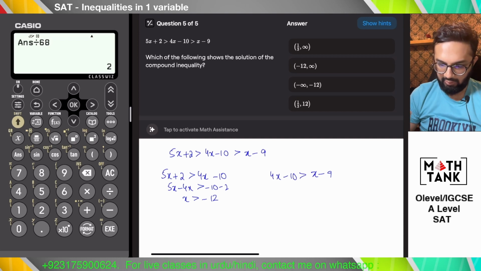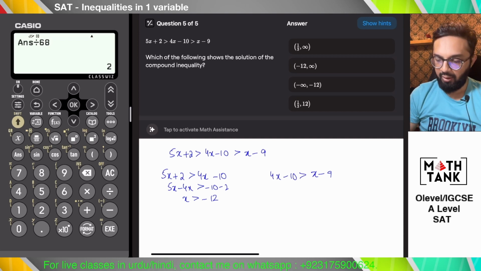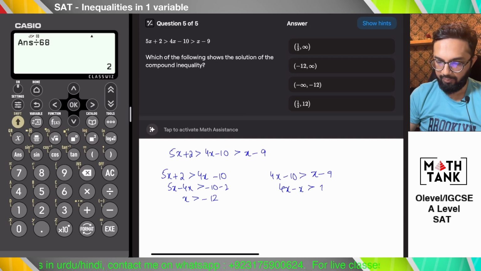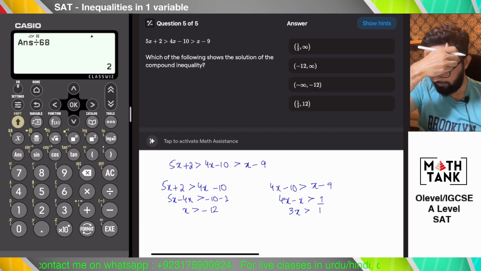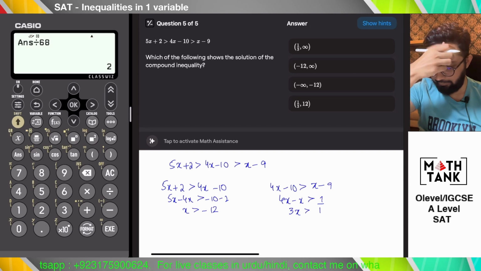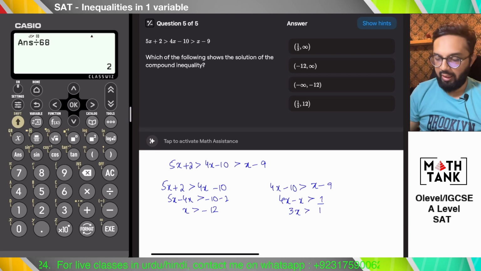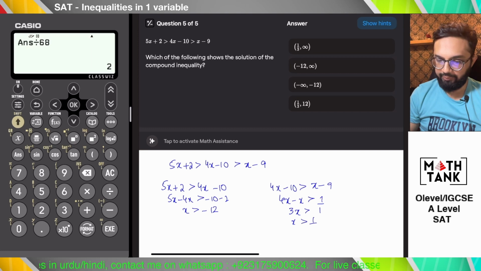Okay, that seems fine to me. 4x minus x is greater than minus 9 plus 10, which is 1. So 3x is greater than 1. So x is greater than 1/3.